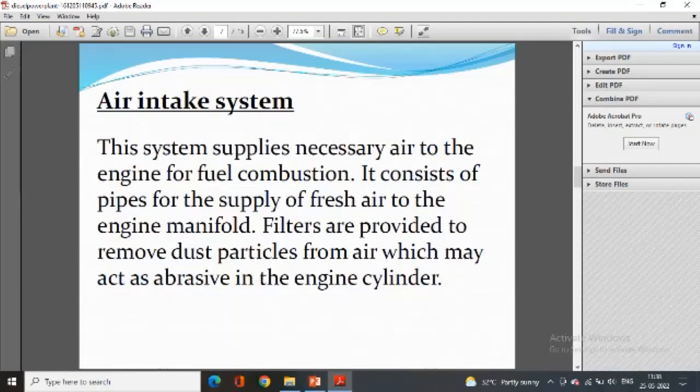So it consists of pipes for the supply of fresh air to the engine manifold. Filters are provided to remove dust particles from air which may act as abrasive in the engine cylinder. So before providing the air to the diesel engine, we install air filters to remove the dust particles from the air, because we need the fresh air. If impurities go to the diesel engine, problems arise.